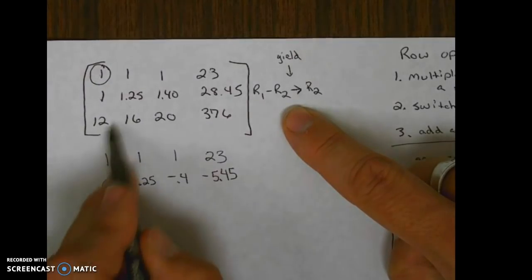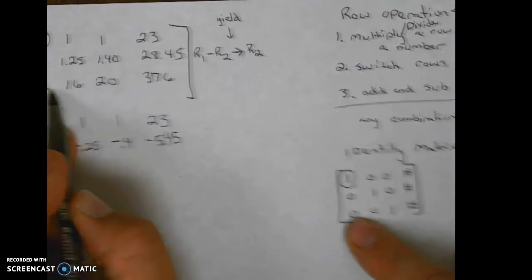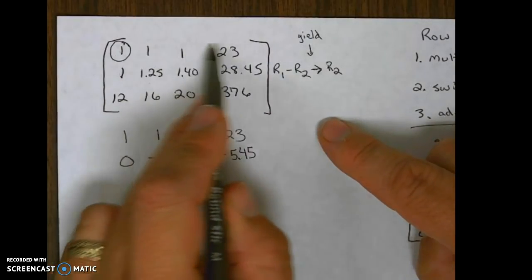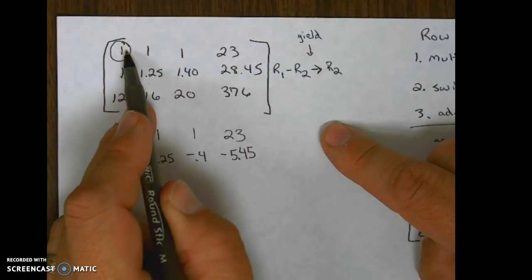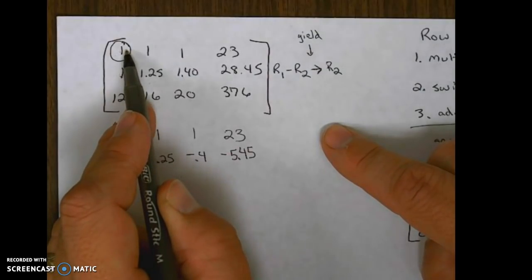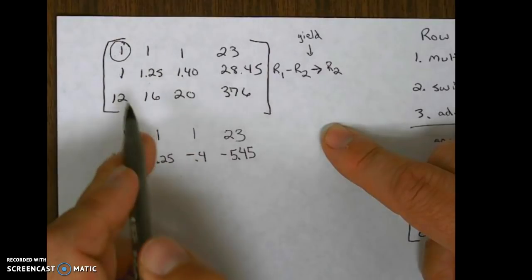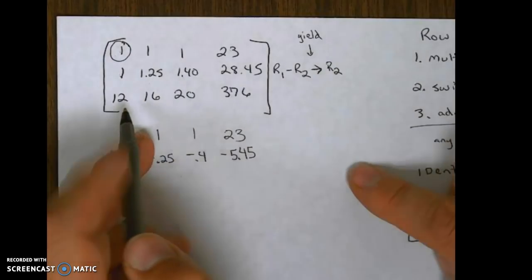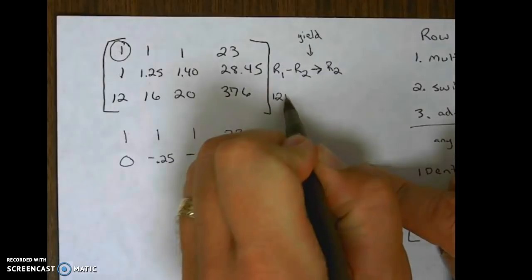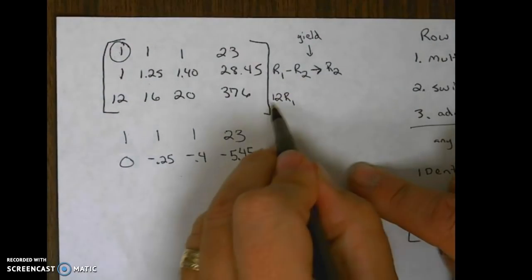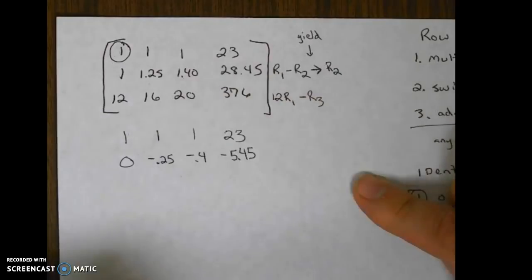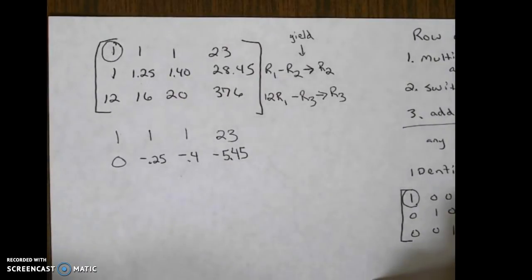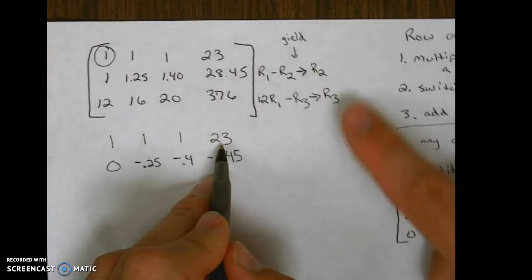Next, how are we going to get our 0 here, bottom left? One of the ways we could do this is multiply row 1 by 12 and subtract row 3, because 12 times 1 is 12, minus 12 is 0. So we're going to multiply row 1 by 12 and subtract row 3, and that's going to yield a new row 3. Again, row 1 is not changing, it's row 3 that's changing.